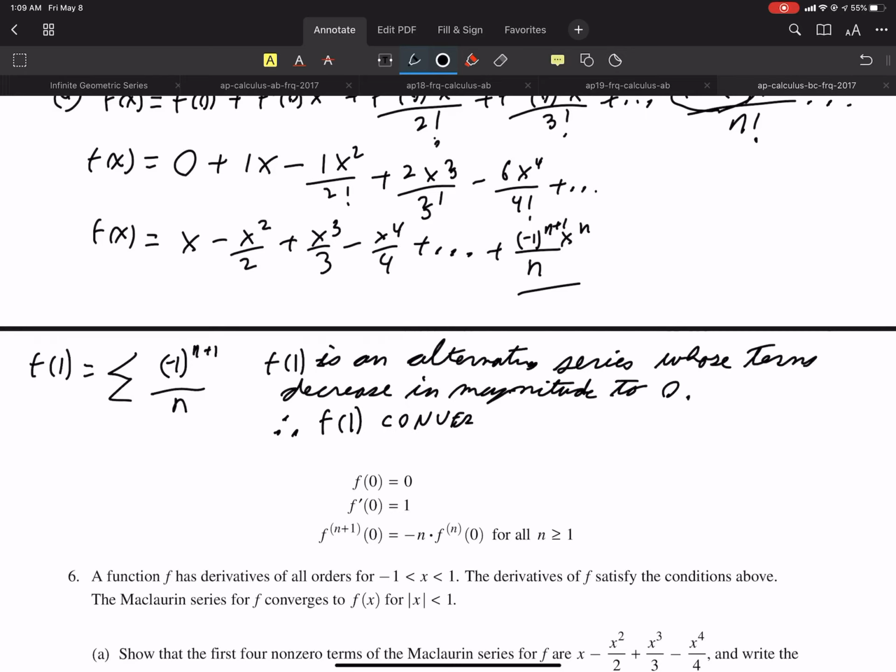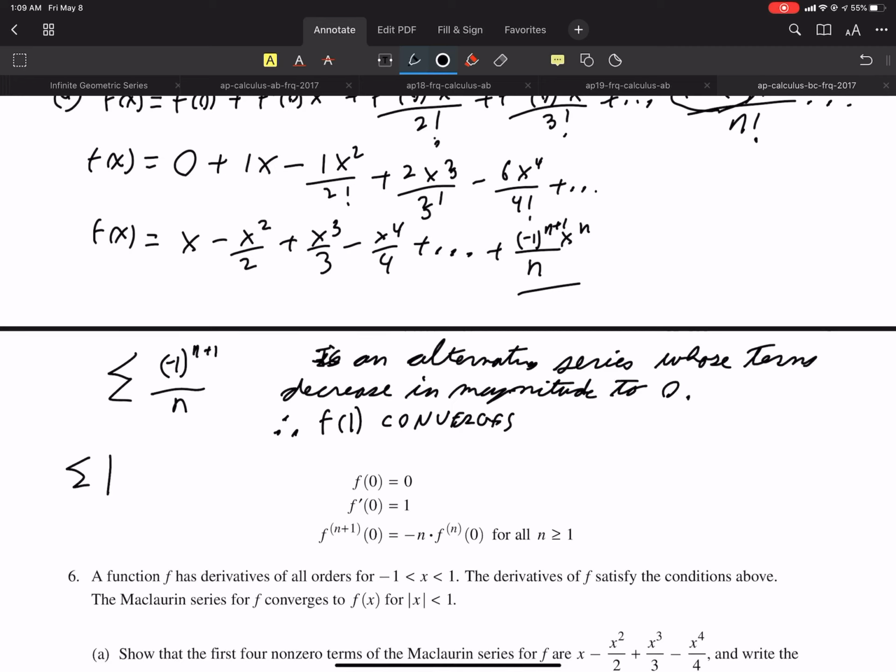Okay, I probably shouldn't say f of 1. I'll give you a reason why. I'm just going to say that series. Yeah, it is an alternating series whose terms decrease in magnitude to 0. Therefore, f of 1 converges.